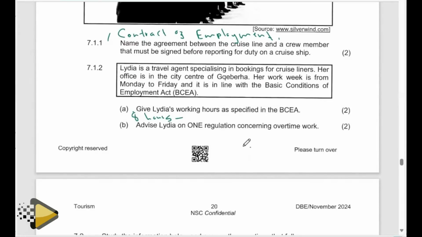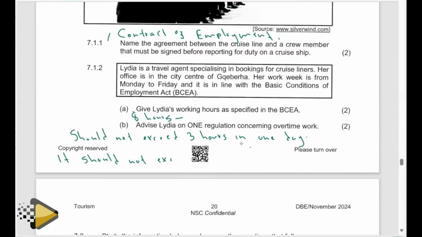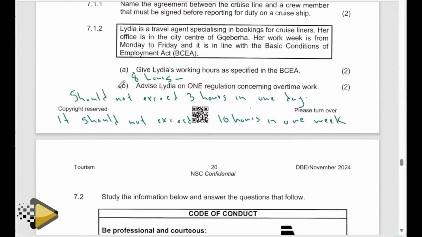Then the next question requires us to discuss one regulation concerning overtime work. So overtime work should not exceed 3 hours in one day. So overtime should not exceed 3 hours in one day. Then in addition to that, it should not exceed 10 hours in a one week cycle. So it should not exceed 10 hours in 1 week.